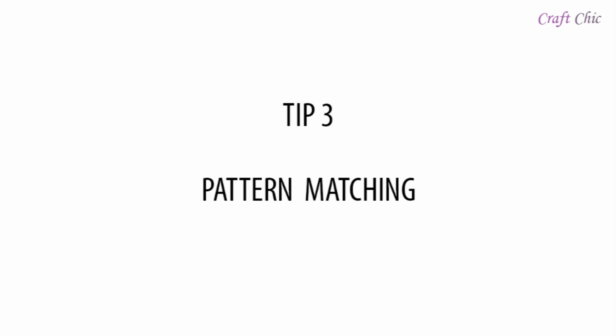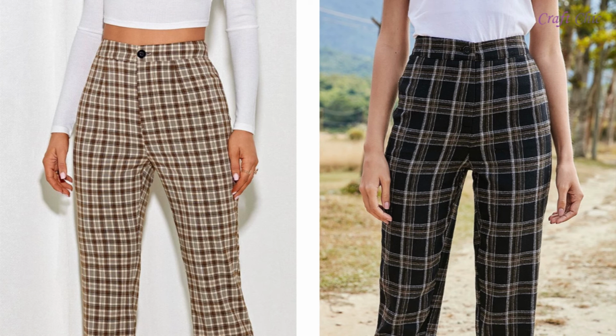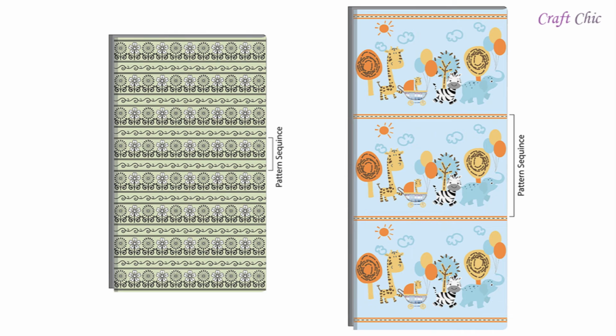Tip number 3, pattern matching. When you use a printed fabric and you want to match your pattern, it can be quite daunting. But my first advice is to always buy an extra pattern sequence. For example, here you will see the pattern sequence that's repeated for these two fabrics. So at the fabric store, I will ask them to measure the amount of fabric that I need as specified by the pattern, and then I add an additional sequence onto that. So I'll add one of these sections.